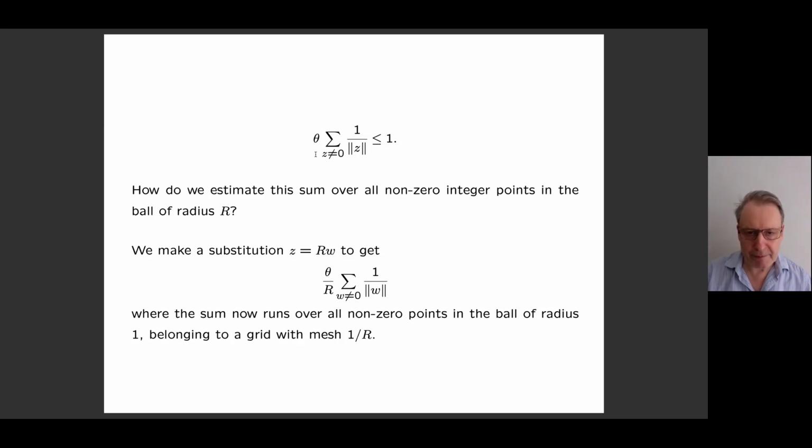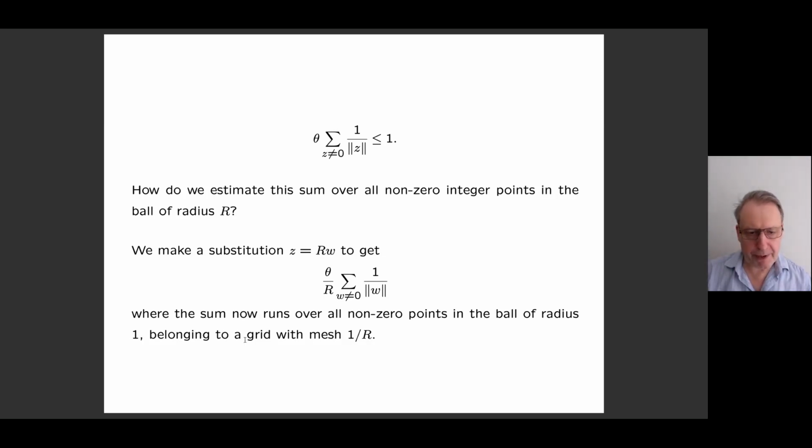So this is what we're trying to achieve. We're trying to cook up theta so as to achieve this. How do we estimate the sum? Well, we make a substitution. We say, suppose z is R times w. So I pull out the R from the length of z on the bottom there. And now you see the sum runs over all non-zero points, not in the ball of radius R, but in the ball of radius 1, because I've scaled by R.